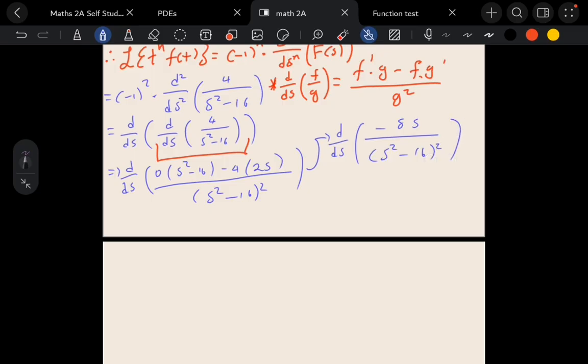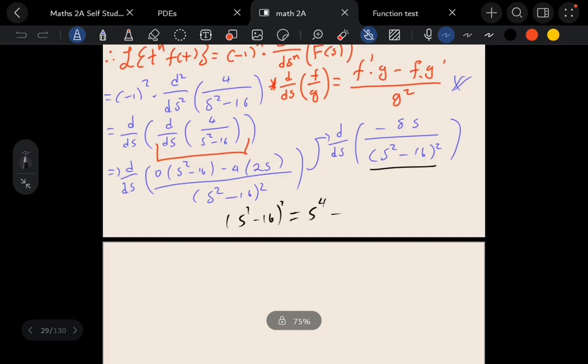Now you know we need to derive this again using the quotient rule. How can you do it? To do that, the first thing we need to do is simplify this bracket, s squared minus 16 all squared. What is the simplification of this bracket? It's going to be s to the power 4 minus 32s squared plus, what is 16 squared? Let me just punch the calculator here. 16 times 16, 256.